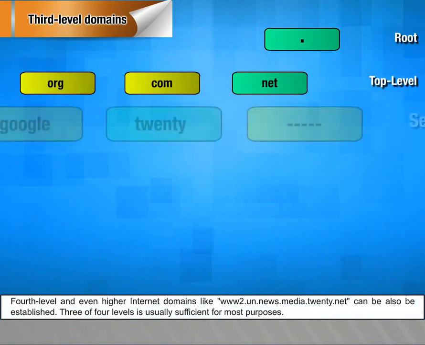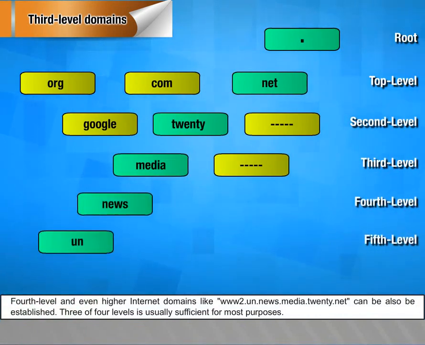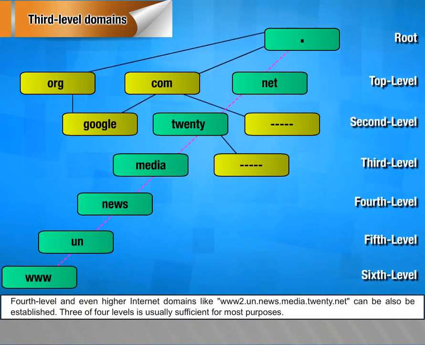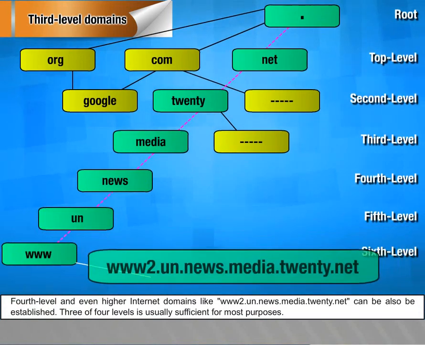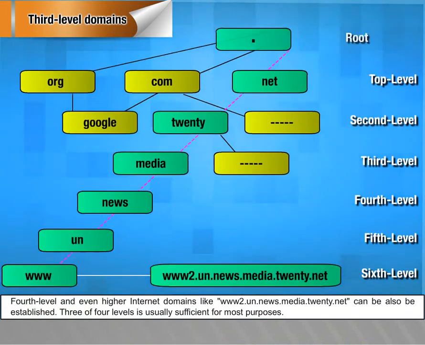Fourth level and even higher internet domains like www.2.un.news.media.20.net can also be established. 3 of these 4 levels is usually sufficient for most purposes.